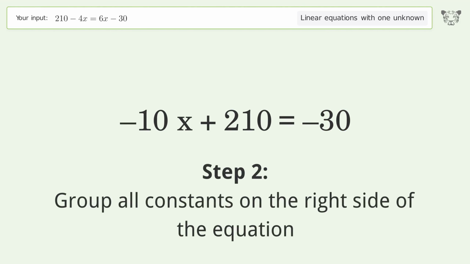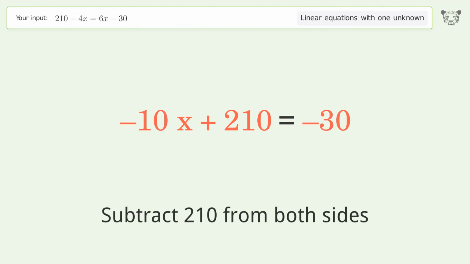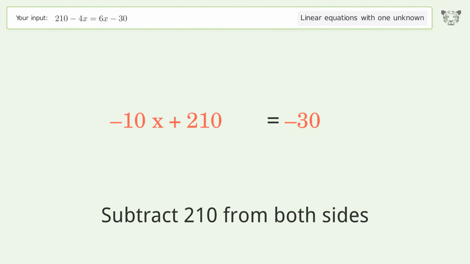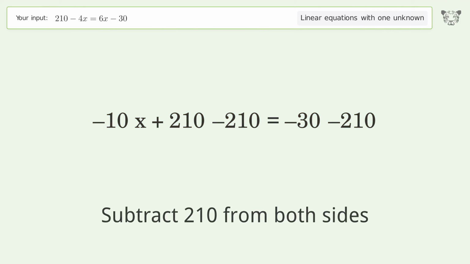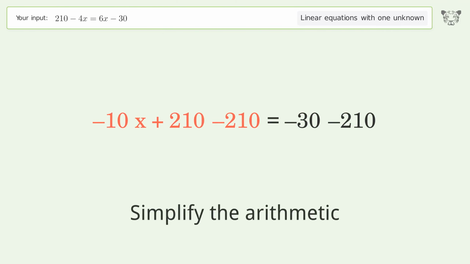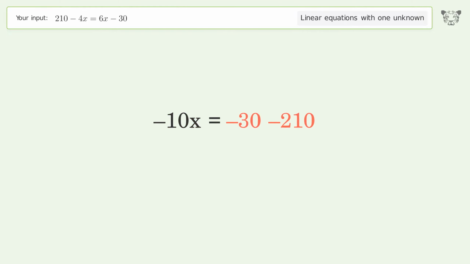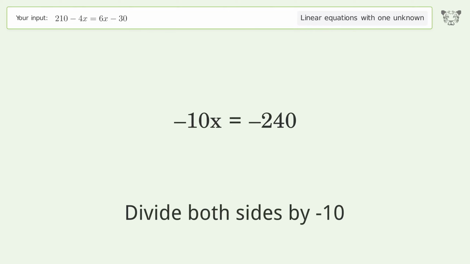Group all constants on the right side of the equation. Subtract 210 from both sides. Simplify the arithmetic. Isolate the x. Divide both sides by -10.